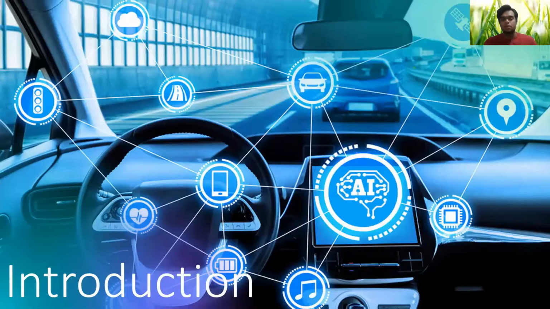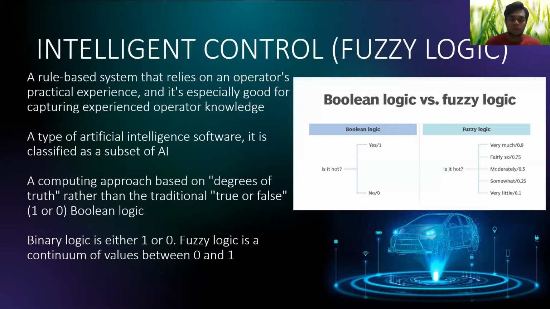All right, so first I'll explain the brief introduction for our assignment. The intelligent control that we have chosen for this is fuzzy logic. So what is fuzzy logic? It is a rule-based system that relies on an operator's practical experience, and it's especially good for capturing operator knowledge. It is a type of artificial intelligence software. It is classified as a subset of AI, a computing approach based on degrees of truth rather than the traditional true or false, ones or zeros of Boolean logic.